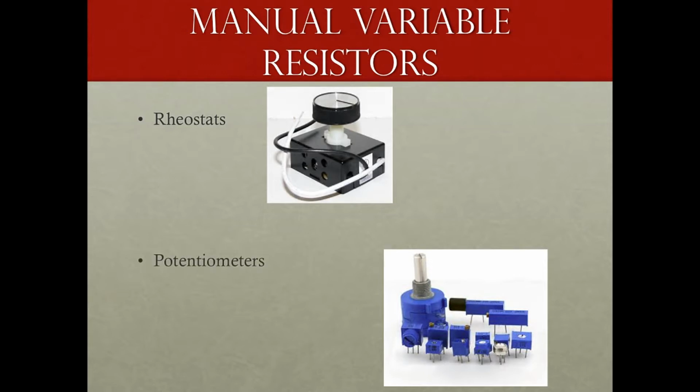Now, any potentiometer can actually become a rheostat. If you see on here, instead of having the 2 wires up here, you'll see there's 3 leads on there. Now, if you just don't use that one lead on the potentiometer, you can use it as a rheostat.